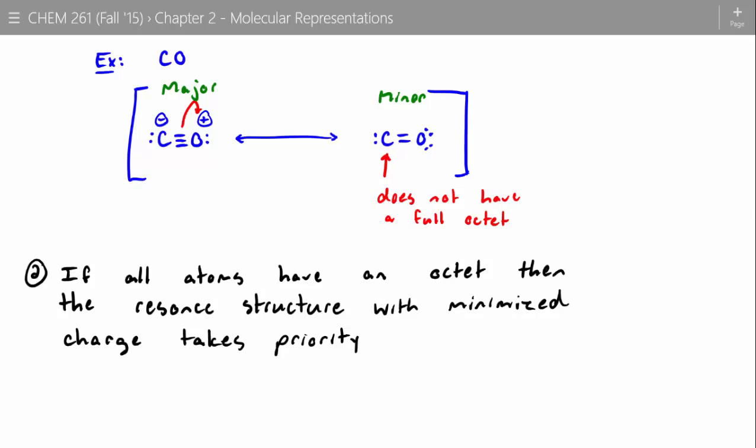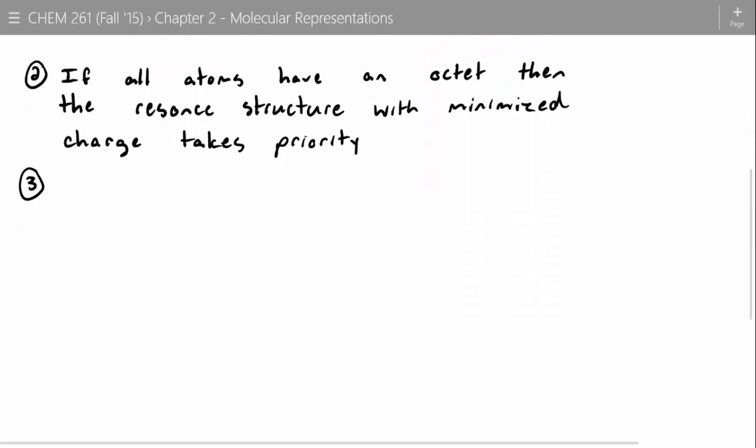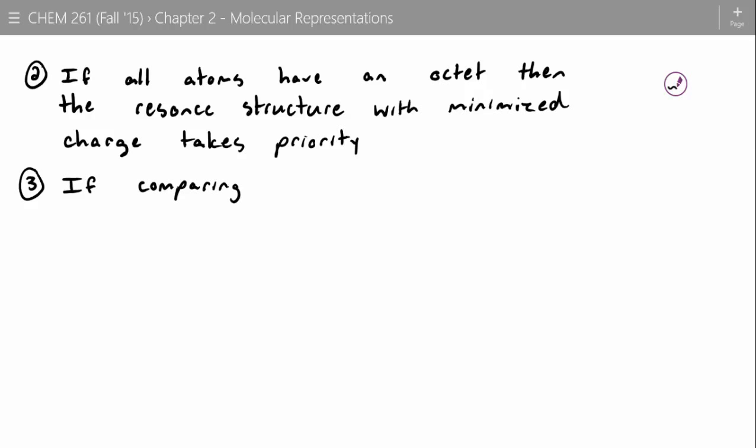All right, third one. And then we'll do an example here too. Third one says, if comparing 2 resonance structures, the one with the negative charge on the most electronegative atom takes priority.